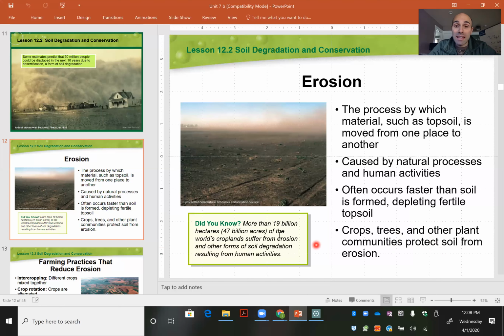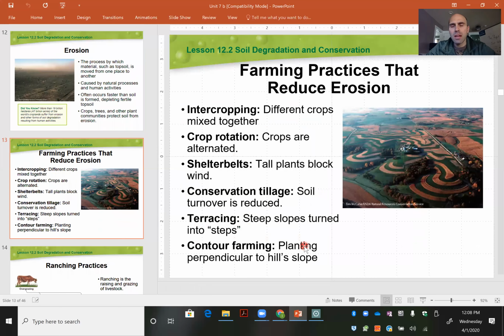All right, so more than 19 billion hectares or 47 billion acres, that's just another way to measure land, of the world's croplands suffer from erosion and other forms of soil degradation resulting from human activities. Farming practices that reduce erosion. So there are ways that we could stop erosion. We could slow the loss of soil. We can do it together. So how can we do it?